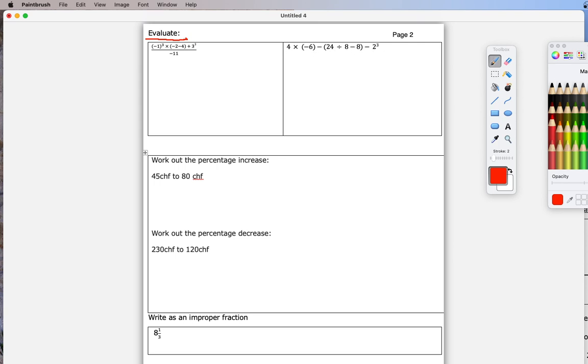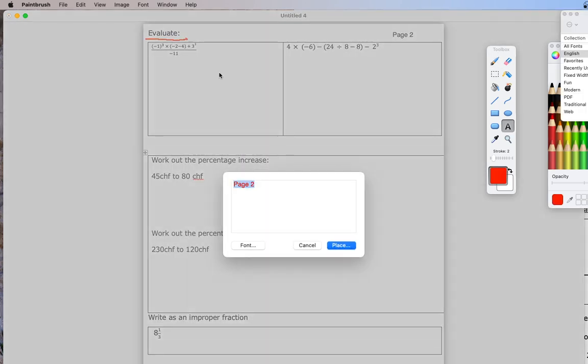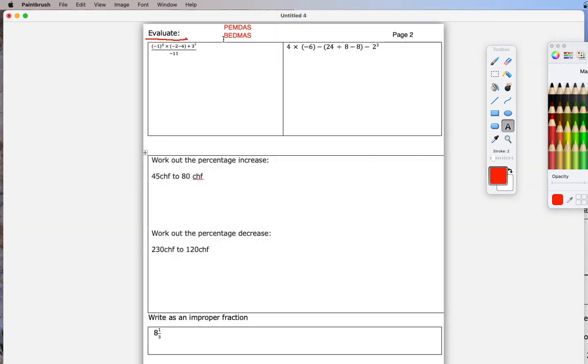So you must know, most of you, either PEMDAS, or the other one that we use is BEDMAS. I'll put that up here. If you don't know what this means, this is the order in which we have to do our multiplication, dividing, adding, subtracting.